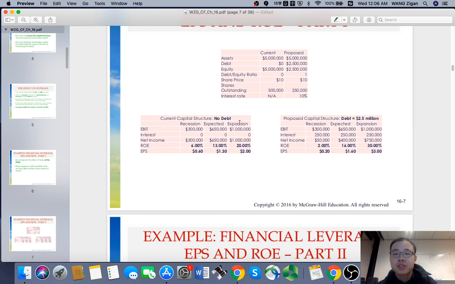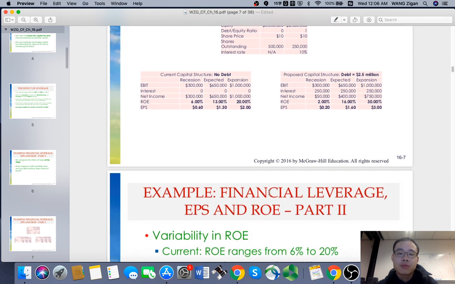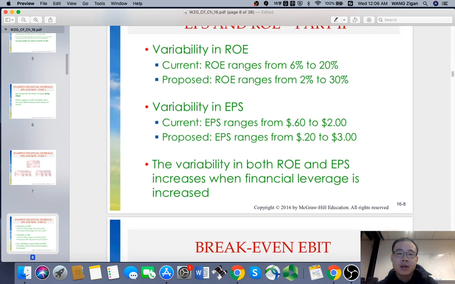So you can see that the range of ROE is enlarged from 6% to 20% under the current capital structure with no debt, to 2% to 30% under the proposed capital structure where we have a debt of $2.5 million. So the range goes wider. The variability in both ROE and EPS increases when financial leverage is increased.